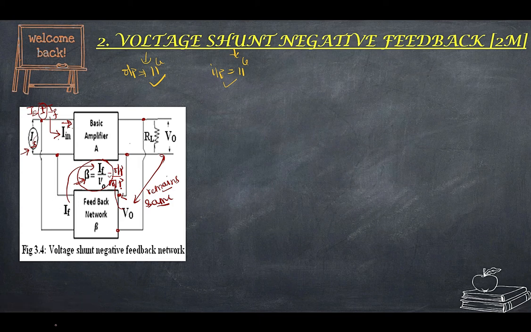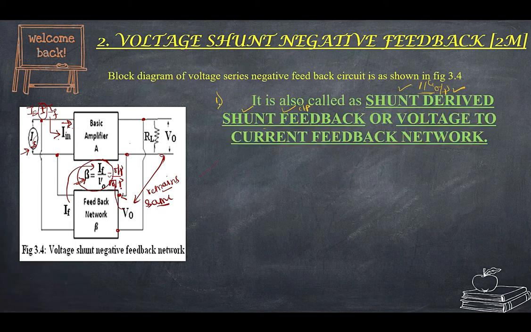So we'll go with points. The first point is, it is also known as shunt derived shunt feedback. Shunt derived means output is parallel. Shunt feedback means input is also parallel. So you can see here, output is voltage, input is current. Hence it is called a voltage to current feedback network.